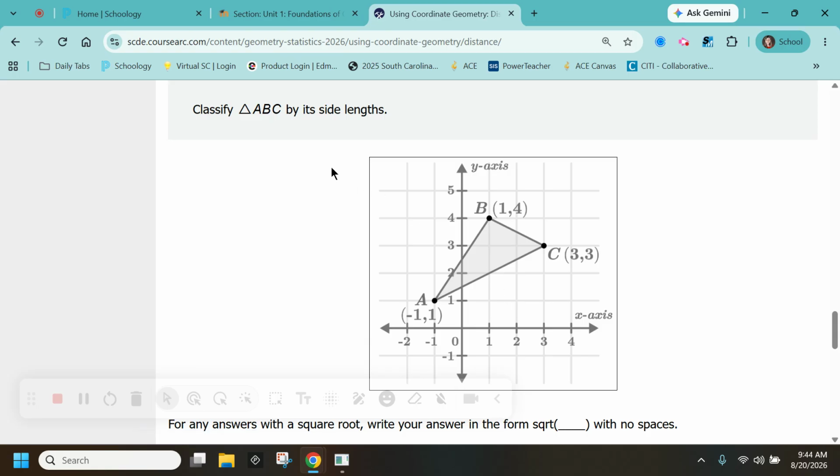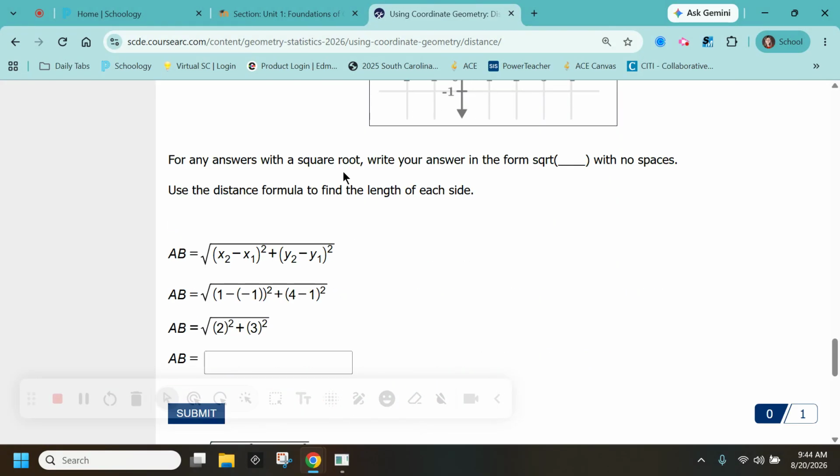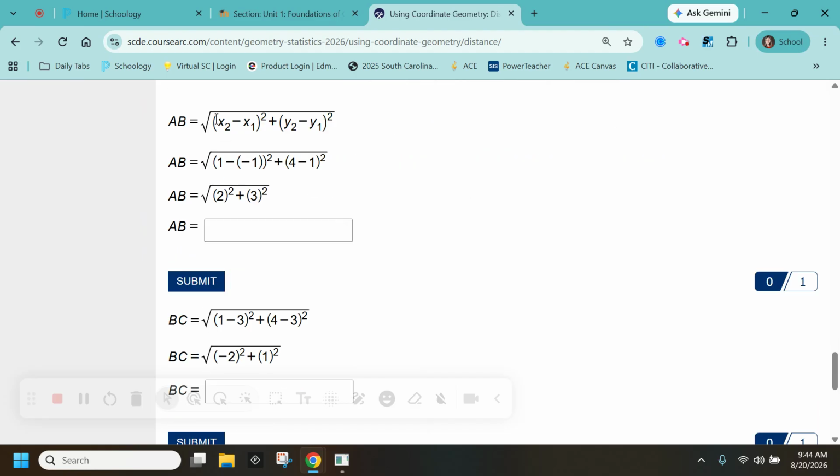Example 2, so classify ABC by its side length. So we are going to find the distance or the measure of each of these 3 sides. For every answer, write it in the form of SQRT for any answers with the square root. If it simplifies to a whole number, fine. Leave it as that.